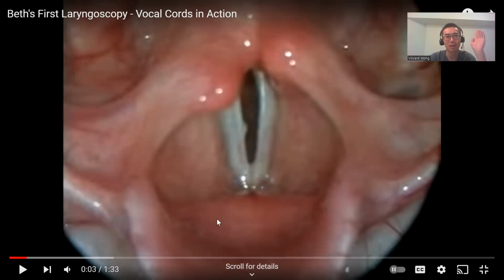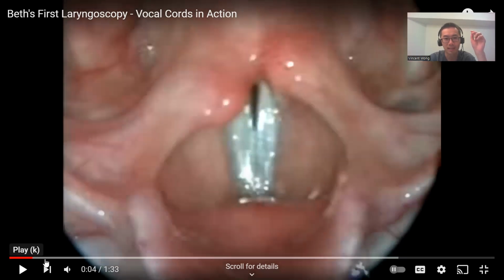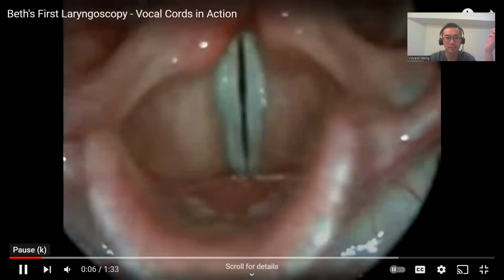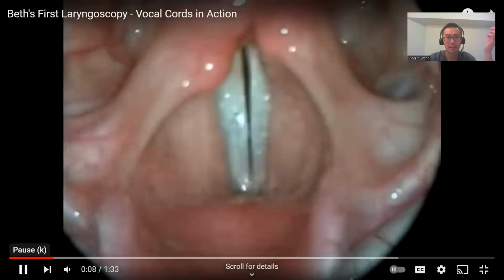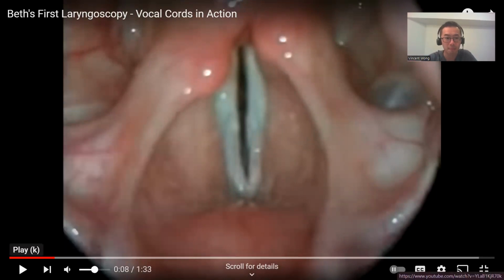I want you to pay attention to the sound she's making. She's going to go low pitch and then she's going to go high pitch. Take a look at the vocal cords and see how the shape changes. You see it's very thick right now, because she's making a very low pitch sound. Now you see how the cords are pulled vertically and made thinner when she does the high pitch sound.